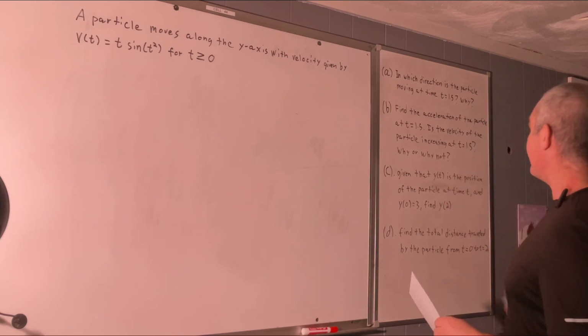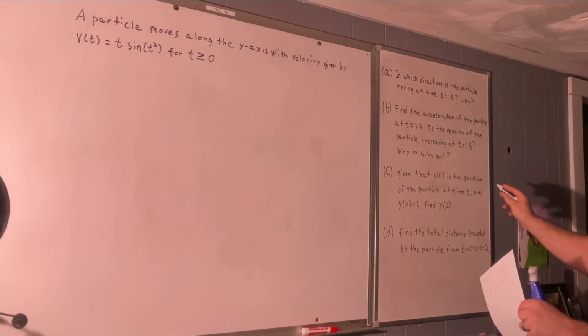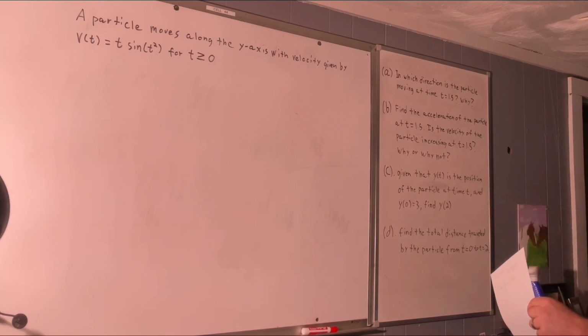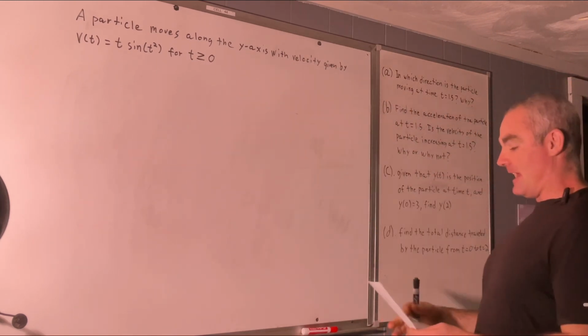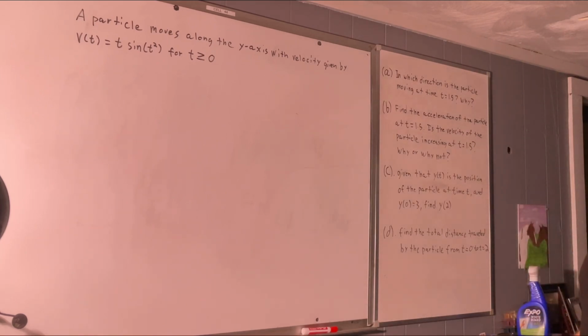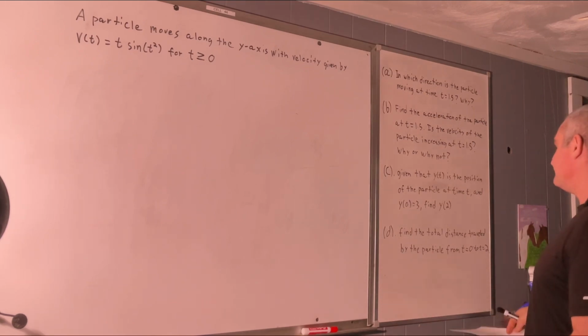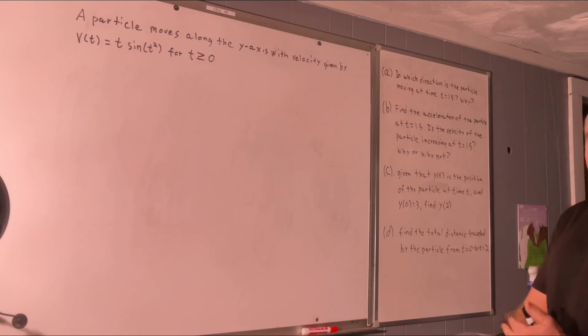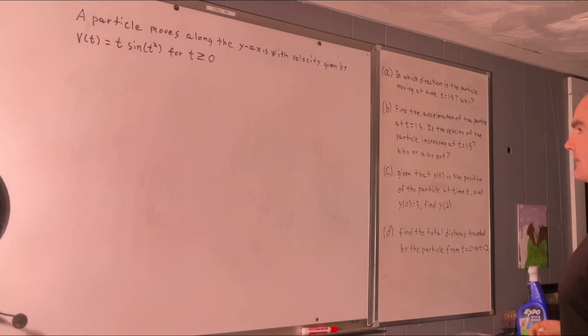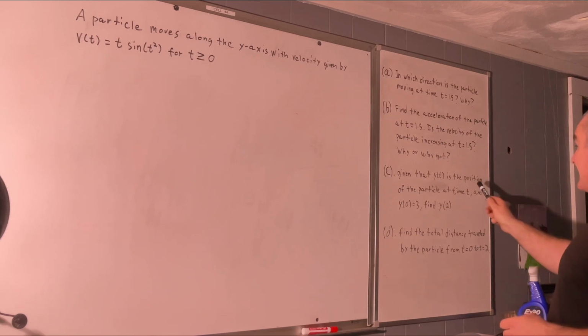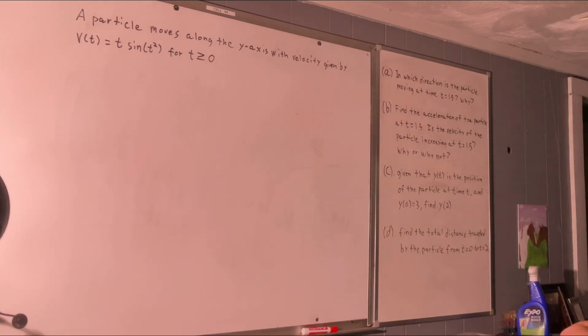All right, so part C. Given that y of t is the position of the particle at time t. Well, okay, y of t is the position. What are we given? We're given the velocity. Again, this is a kind of a physics concept. You have to know that velocity is the derivative of the position function. So, if velocity is the derivative of the position function, what is the position function in relationship to the velocity function? It is the antiderivative of it. So, y of t is the antiderivative of the velocity function.